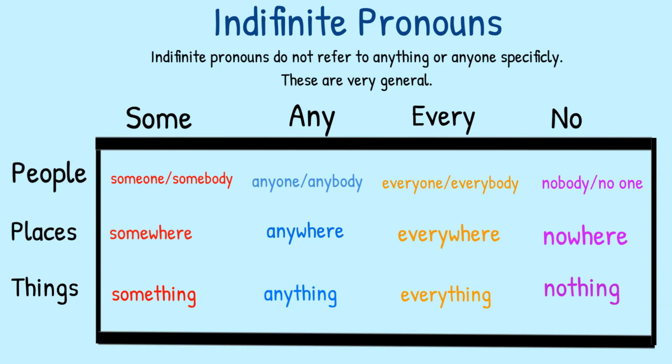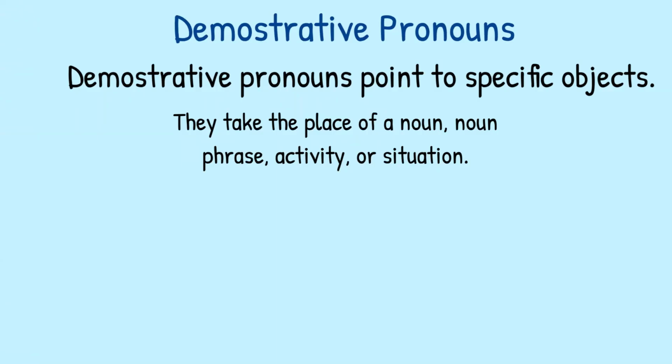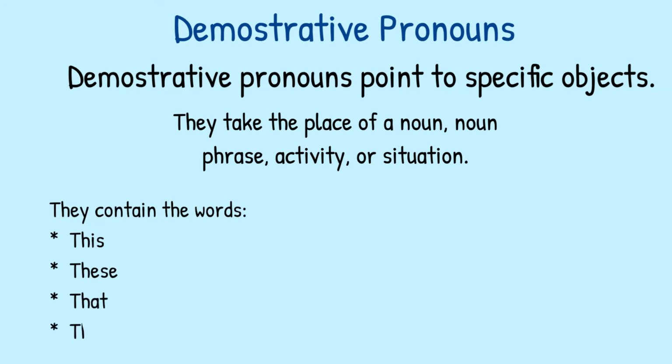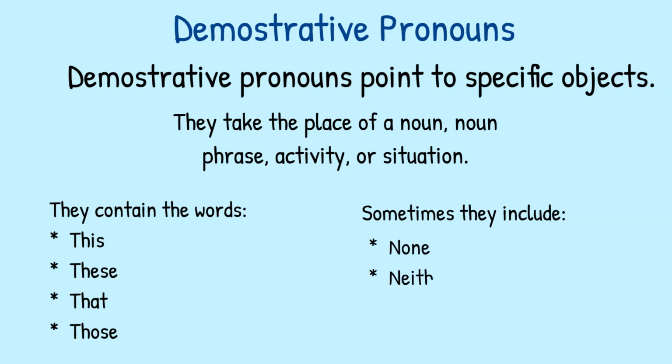Okay, demonstrative pronouns. Demonstrative pronouns point to specific objects. They take the place of the noun phrase, the activity, or the situation. They contain the words this, these, that, those. Sometimes they include words like none, neither, such.